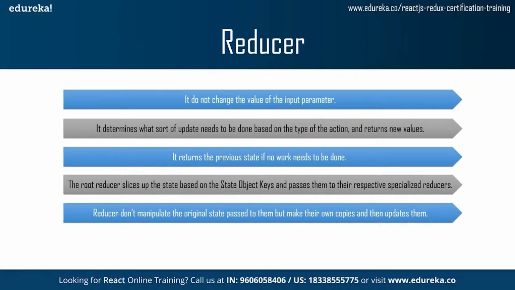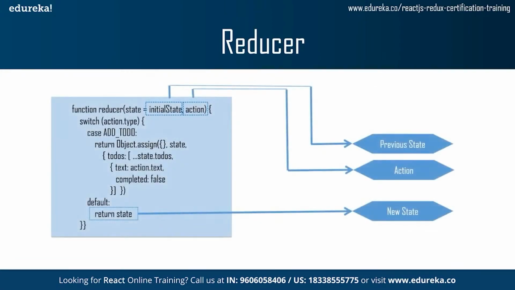Now let's understand the reducers with the help of a simple example. Here we have defined a reducer function with the arguments initial state and action. Then we can use a simple switch on action type. In the case of add todo, we are returning the object assigned to state, and then here we have a to-do list. Then in text, we are going to work on the action.text. And then completed should be false. That is what we are going to return, the state itself. So here we are taking help of the previous state, action, and new state as part of the reducer component.